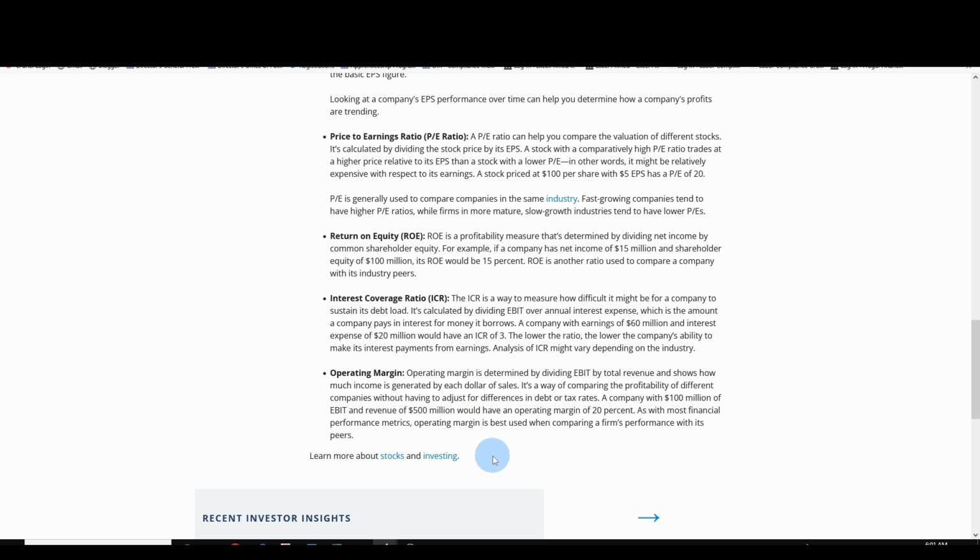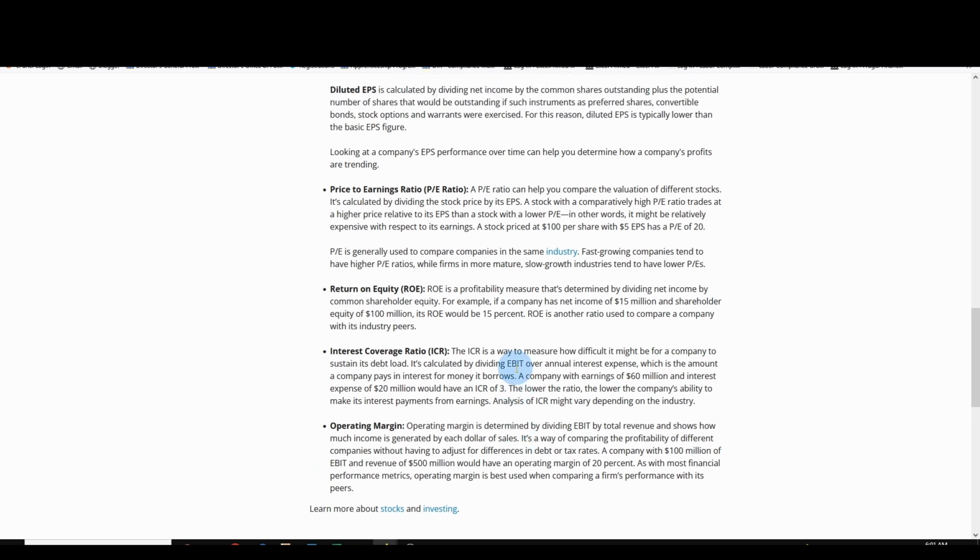Operating margin. Operating margin is determined by dividing earnings before interest and taxes by total revenue and shows how much income is generated by each dollar of sales. It's a way of comparing the profitability of different companies without having to adjust for differences in debt or tax rates. A company with $100 million of earnings before interest and taxes and revenue of $500 million would have an operating margin of 20%. As with most financial performance metrics, operating margin is best used when comparing a firm's performance with its peers. I'm going to give you an example.